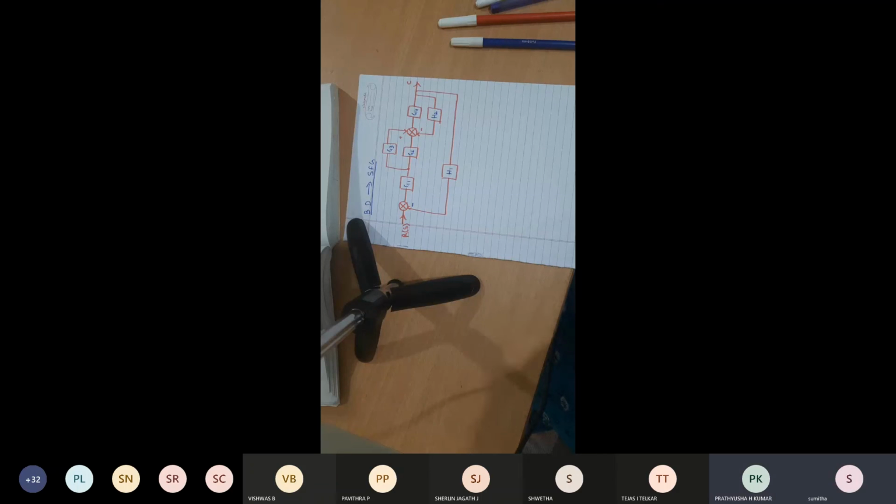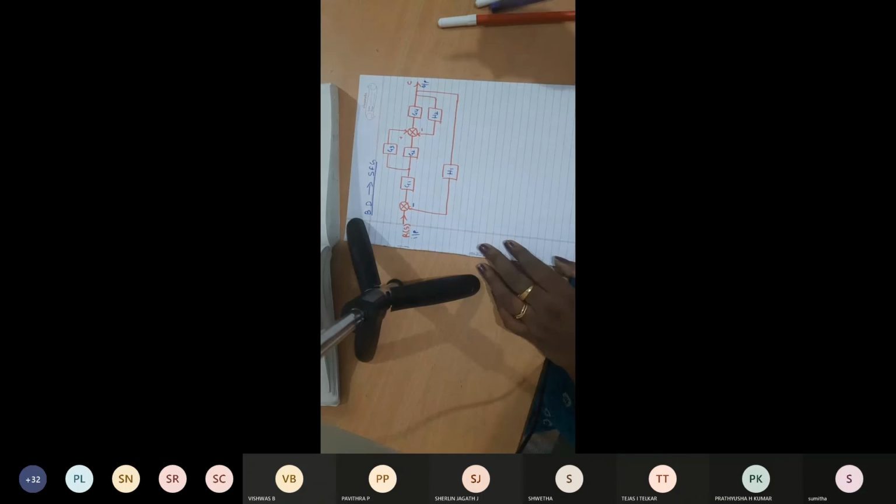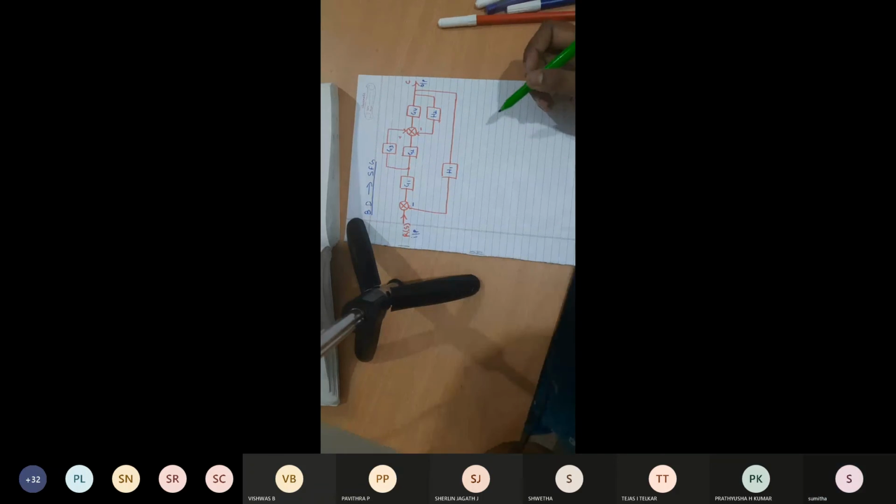Okay, ma'am. Fine. You have taken down the block diagram. First step, let's start writing it. First, you have to name the input and output. Next point, you have to name all the summing point and takeoff point. You know what is a summing point and takeoff point now, right? Am I right?